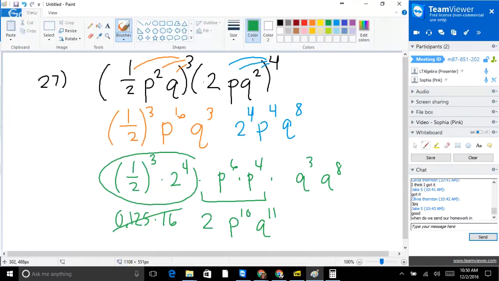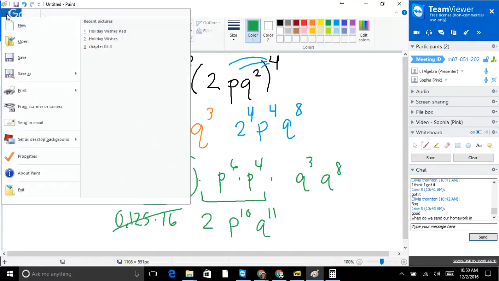So what was the other one, number 3? All right, so x y squared, x squared y squared, and x y squared. All right, so let's do these guys.